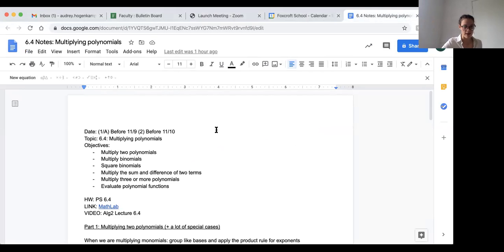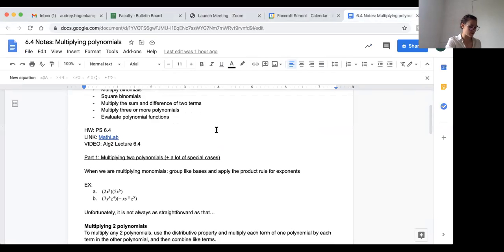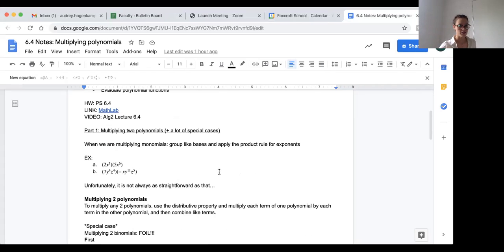So first up, we have multiplying two polynomials, and there are a lot of special cases. We are going to go over all of those special cases in one broad stroke. First off, we have when we are multiplying monomials. When we are multiplying monomials, we want to group our like bases and then apply the product rule for exponents.